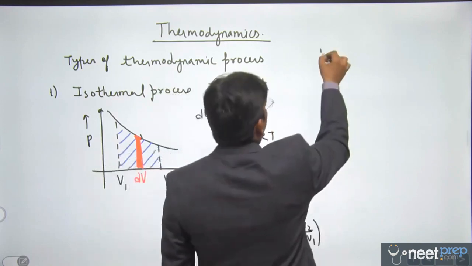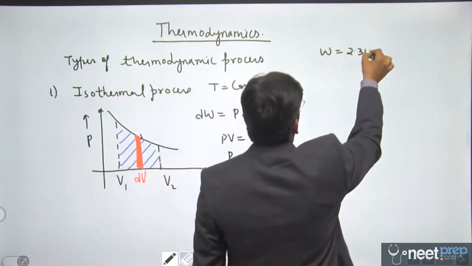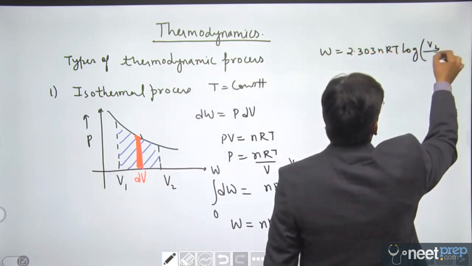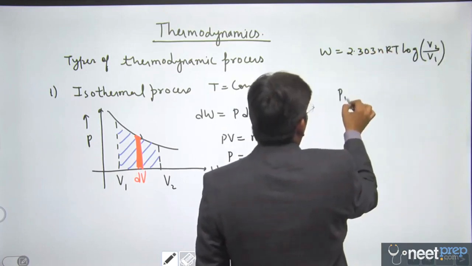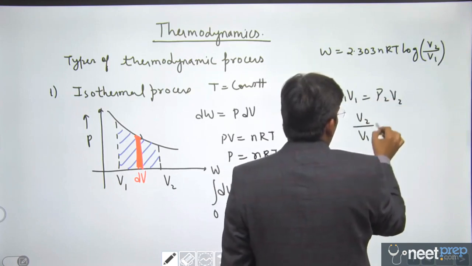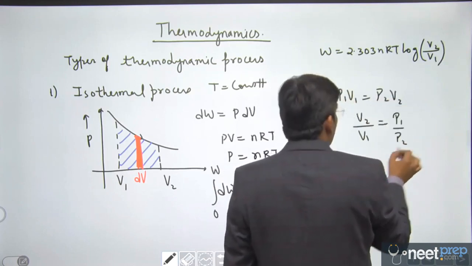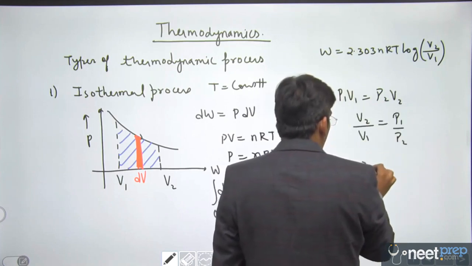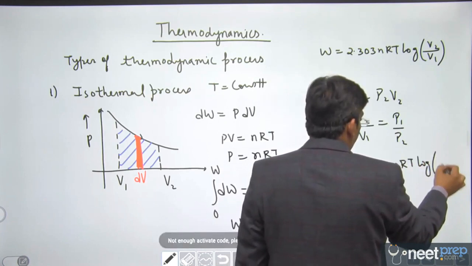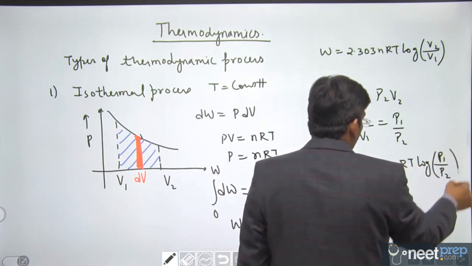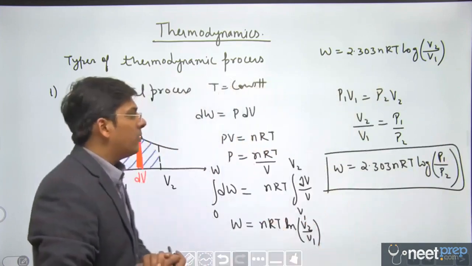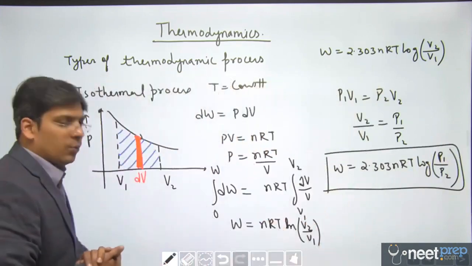Or you say that we are going to get the work done in an isothermal process as 2.303 nRT log of V2 by V1. Also we know that P1V1 is equal to P2V2 for an isothermal process. So we can get the value of V2 by V1 as P1 by P2. So work done now becomes 2.303 nRT log of P1 divided by P2, dear students. So this is the case for work done in an isothermal process. This was all about isothermal process, dear students.